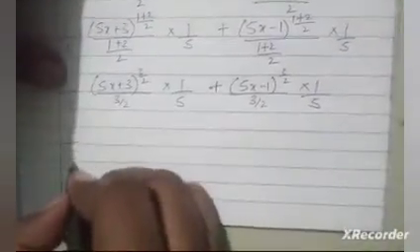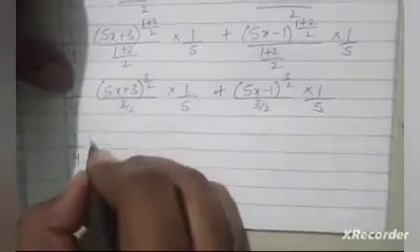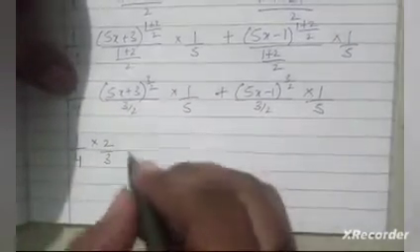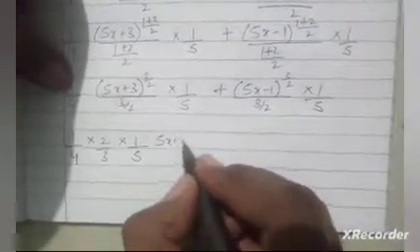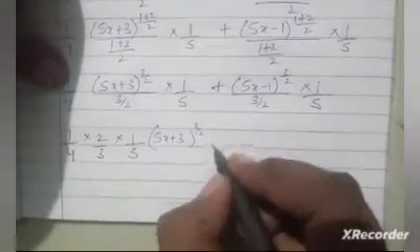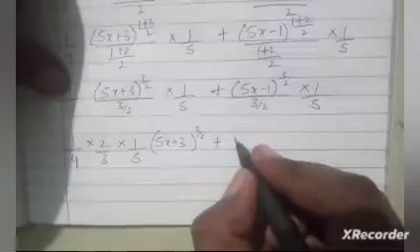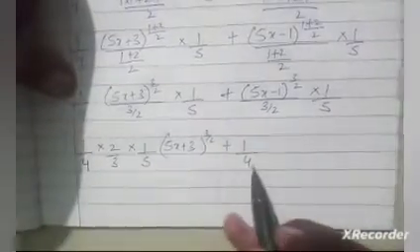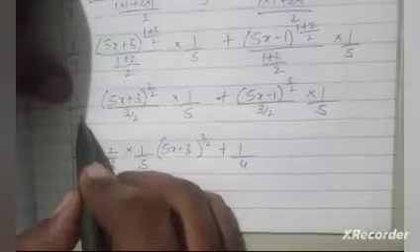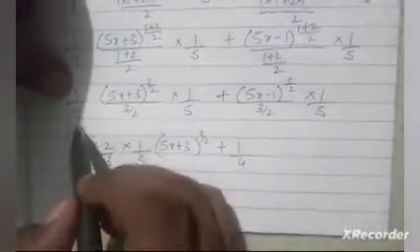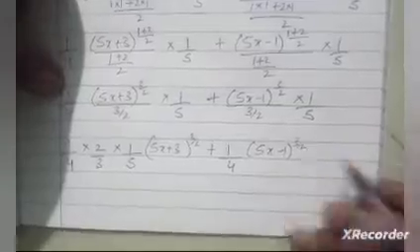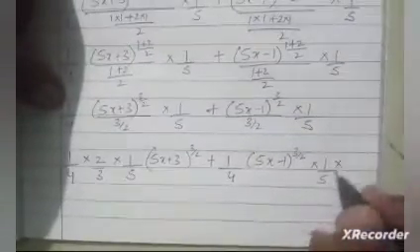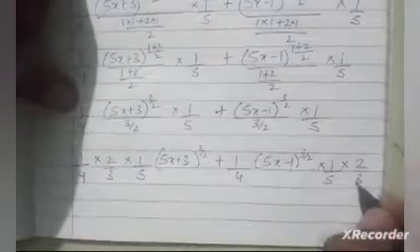Now 1 by 4, this will become 2 by 3 into 1 by 5, 5x plus 3 to the power 3 by 2 plus 1 by 4. Why have I taken this 1 by 4? Because this 1 by 4 applies to both the terms, because we have taken this as common. So 5x minus 1 raised to 3 by 2 into 1 by 5. This denominator will become 2 by 3.